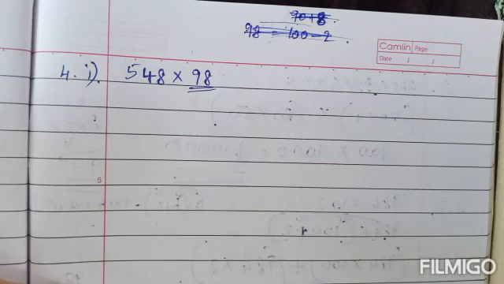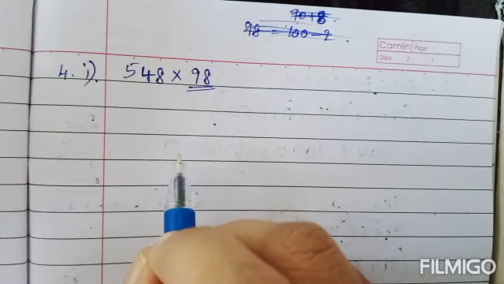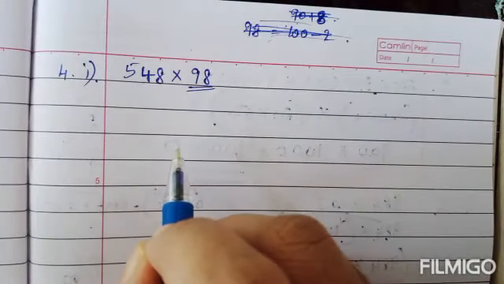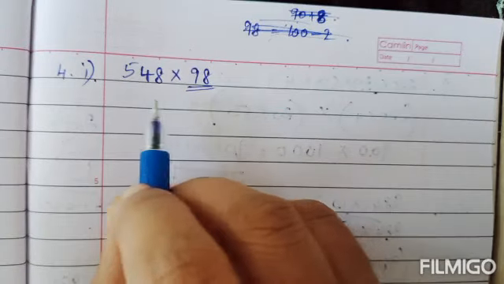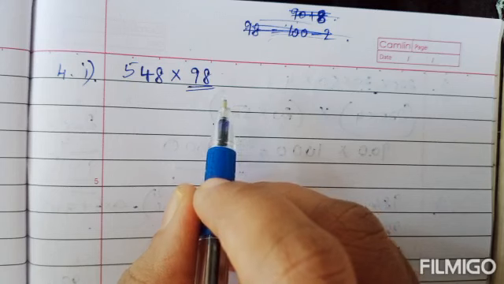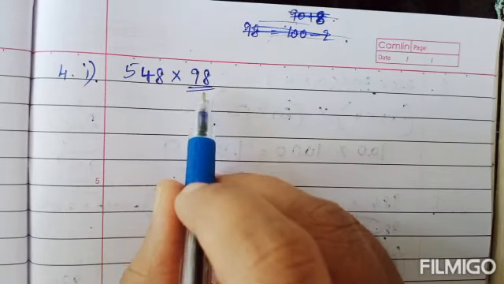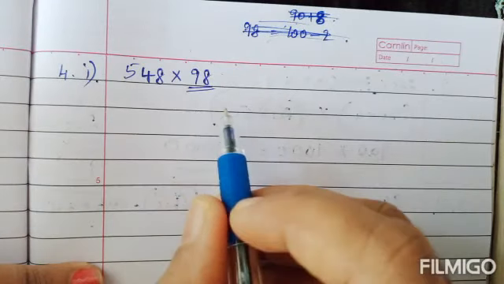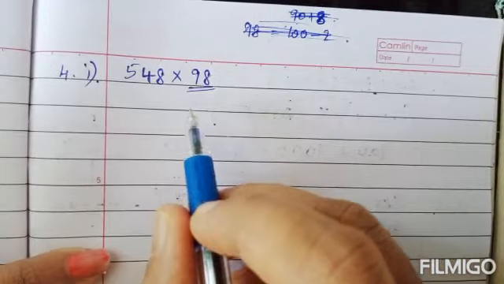In that first one, 548 into 98. So here, without doing actual multiplication, using properties, you have to find the answer. Okay, don't multiply and write the answer. You have to use properties to find the answer of 548 into 98. Okay, so here we can use distributive property. That property only we can use here.